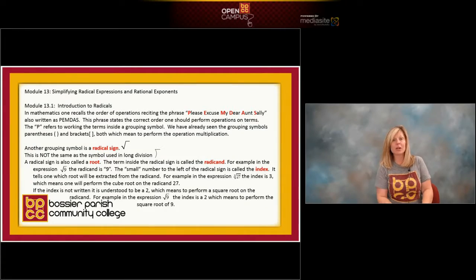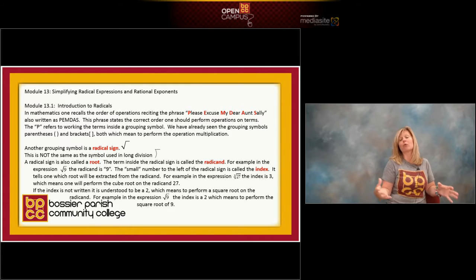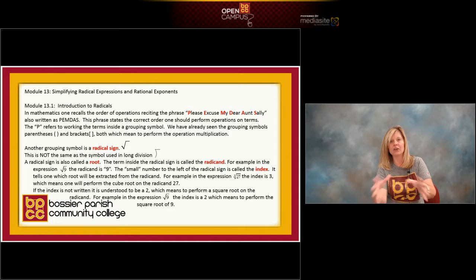Good morning, everybody. We are now beginning Module 13, which is going to be about understanding the concept of a radical sign, a radical symbol, or a root. If you recall, we just finished working with rational expressions, which were fractions. Now we're going to delve into working with radical expressions.